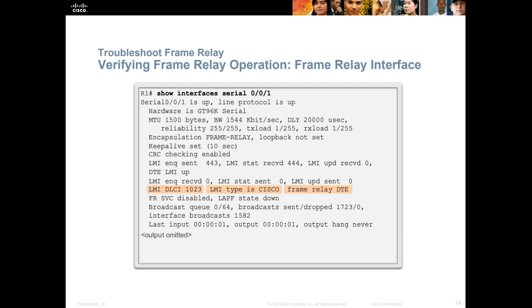To troubleshoot connectivity, you can do show interfaces serial, and then give the interface number. Here it will show you the LMI, DLCI number, and the LMI type. This, by the way, sometimes comes in the exam. How do you know the LMI type used for frame relay? And this is a DTE, not DCE.